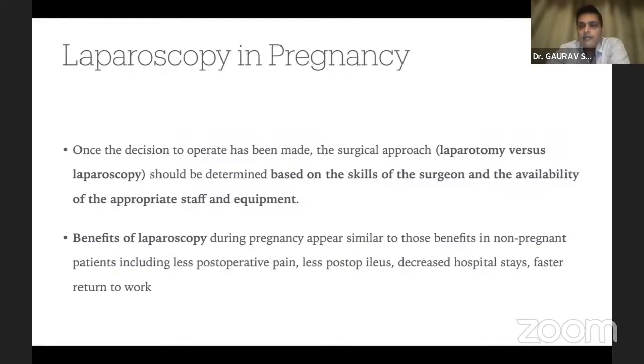So some, of course, are very skilled in endoscopy, but not all surgeons can really do this confidently, especially in the South Asian and Indian region. So anything that can manage this pathology to perfection is what is needed. But of course, if one is skilled in laparoscopy, then benefits really outweigh the risks. Certain benefits include less post-operative pain, less post-op ileus, and decreased hospital stay; the pregnant woman can get back home and return to work.